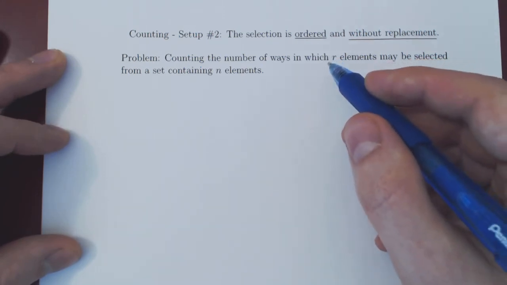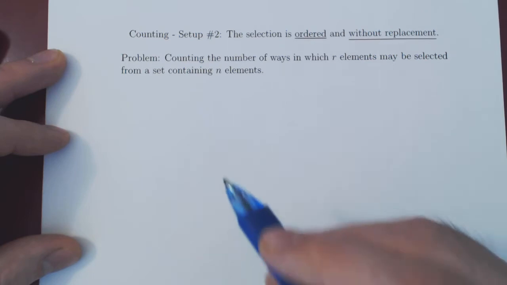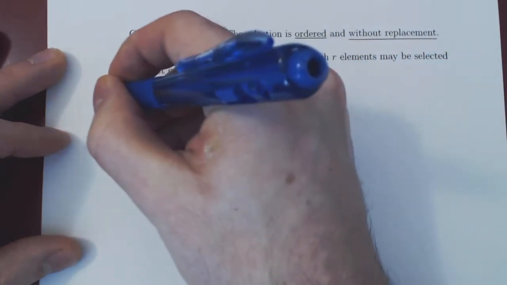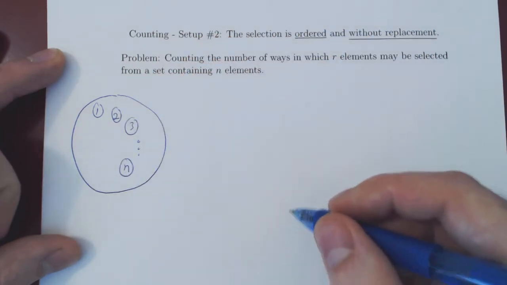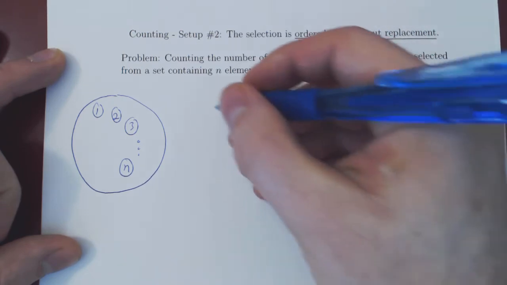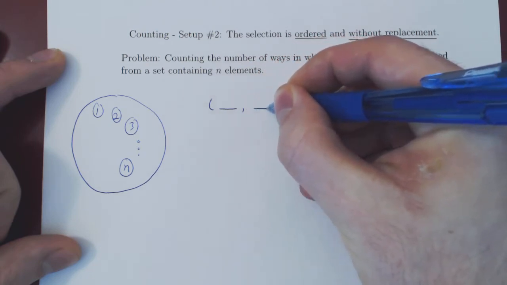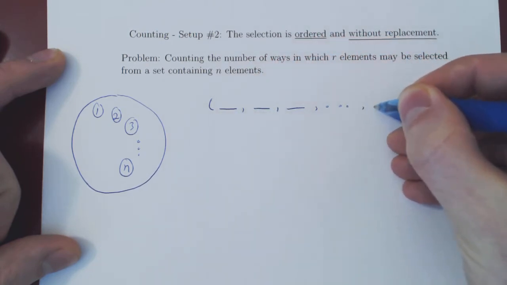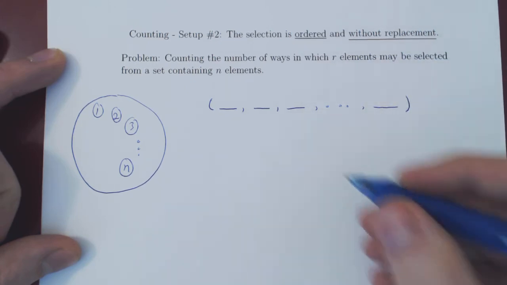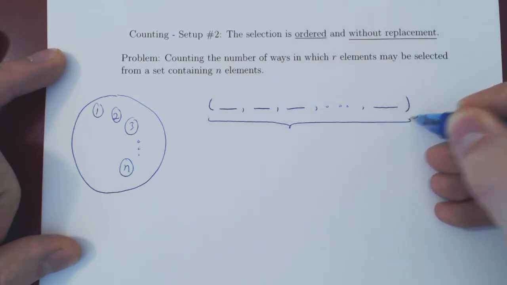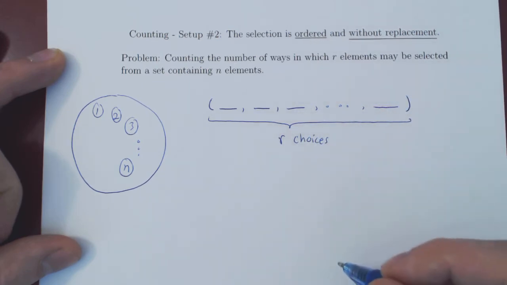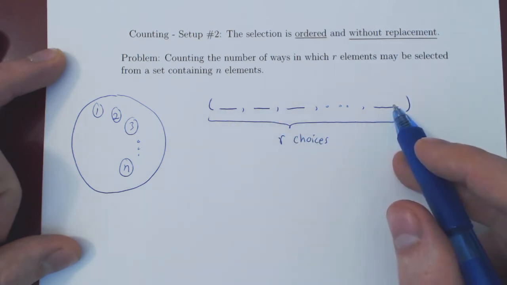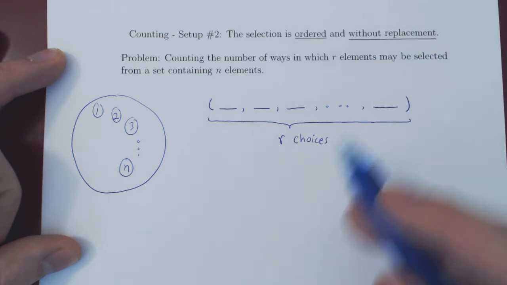So let's try and count again the total number of ways in which r elements can be selected from n elements under this setup. As always, you can visualize your elements as being balls numbered from 1 to n. Because again we have an ordered setup, this gives us again a Cartesian product. So we have to look at the first selection, then the second, then the third. Just as in setup 1, as it is still ordered, but now it is without replacement.